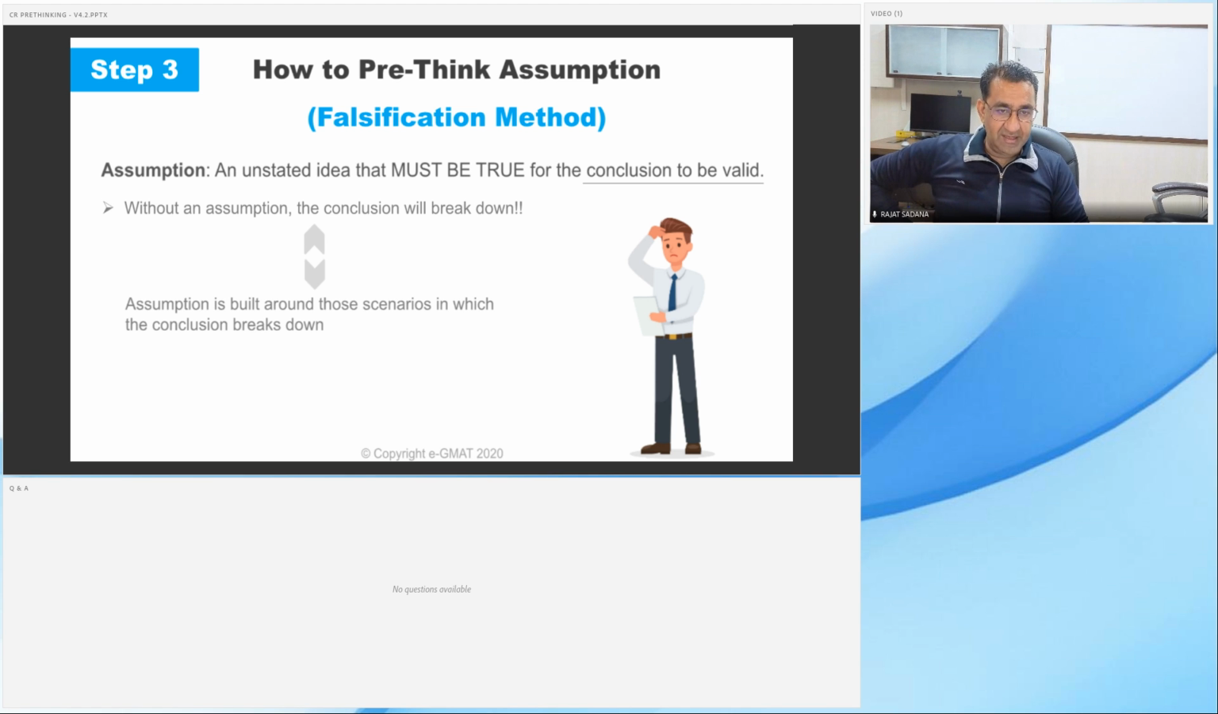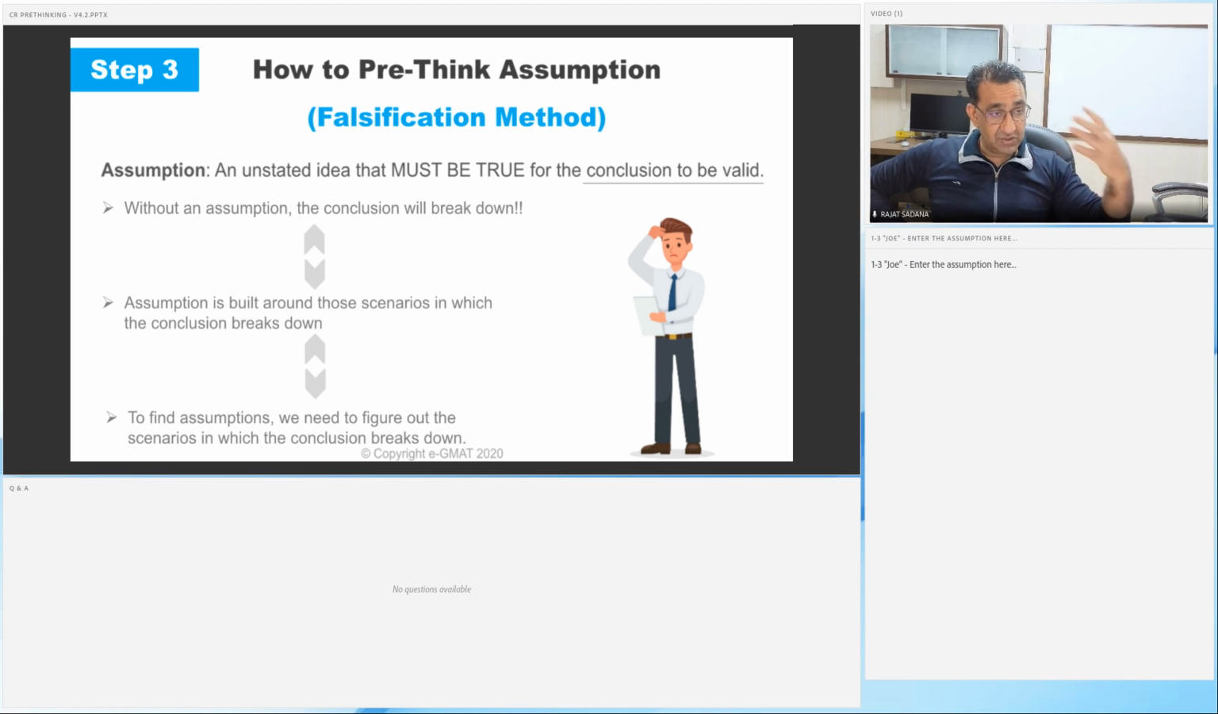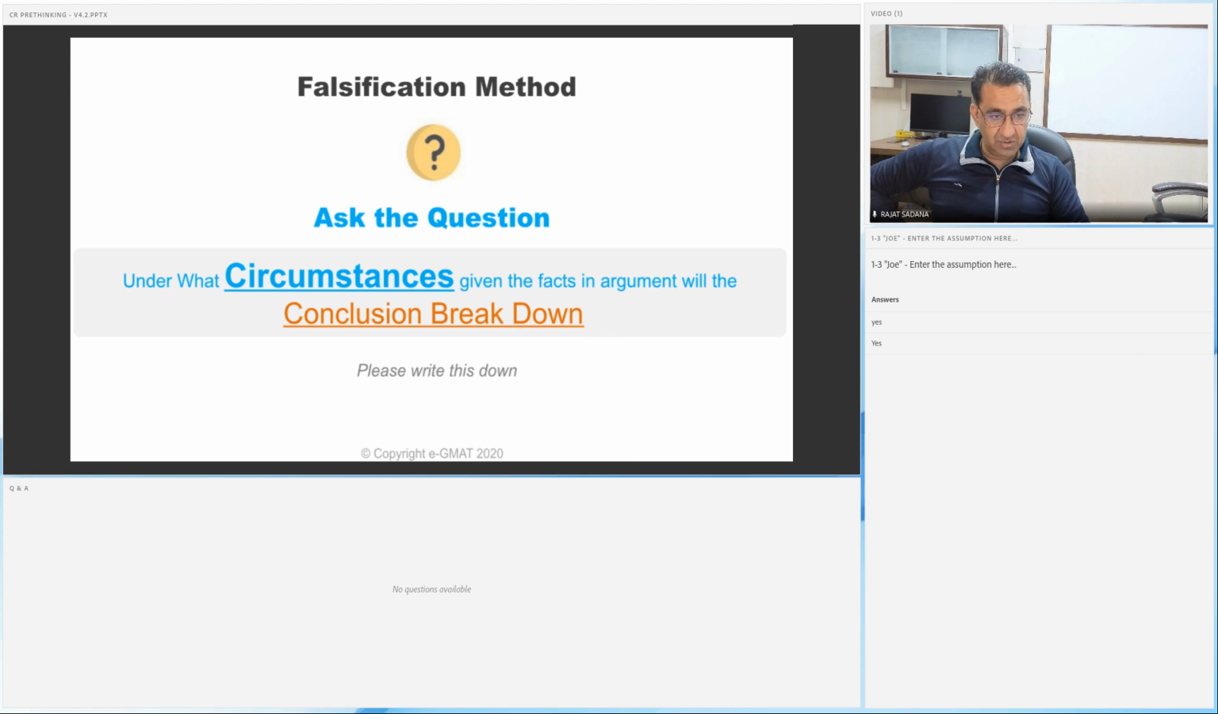In the same way, if you want to figure out where assumptions are in an argument, figure out how to break that conclusion down, given the information in the argument. So to find assumptions, let's figure out the scenarios in which my conclusion breaks down. Does that make sense? Because the job of the assumption is to prevent that conclusion from breaking down. To pre-think, let's find scenarios that break the conclusion.